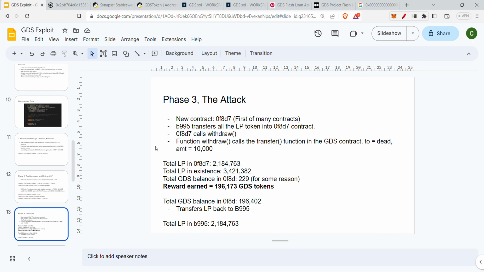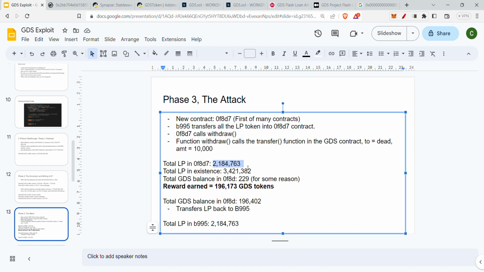And then this is phase 3. Let's recap phase 3. There is a new contract, F8D7. B995 transfers all the LP token into F8D7. F8D7 calls withdraw, which calls the transfer function in the GDS contract, passing in the to address as the date address and amount as 10,000. The total LP in F8D7 is 2.1 million. The total LP in existence is 3.4 million. And the total GDS balance is 229 for some reason over here. And then the attacker got 196,000 GDS tokens.